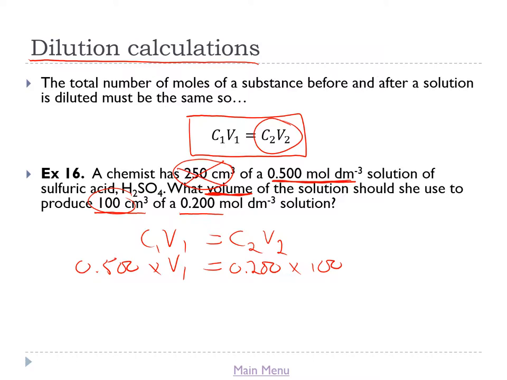So now we've got this calculation that says 0.500 times V1 equals 0.200 times 100. So a fairly simple rearrangement, we're going to say V1 equals 0.200 times 100 over 0.500, and if we crunch that through, we get to an answer of V1 being 40 centimeters cubed.